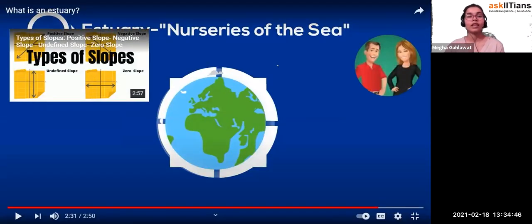So there we go. Estuaries basically are the areas which could be acting as the nurseries of the sea because they help in the proper protection and everything. Apart from that, they are the ones which act as the buffer and they basically filter all the pollutants before the water enters into the sea, right?